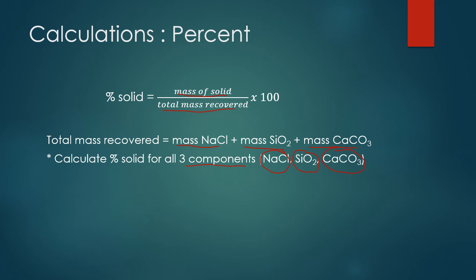This is important because if you look back on page 40, it asks you for the percent recovery, which is the sum of the experimental percents. So we need to take those percents that we just calculated, the percent of sodium chloride, percent of silicon dioxide, and percent of calcium carbonate, and add them together to get the percent recovery. We need this to do the last calculation, which is percent error.